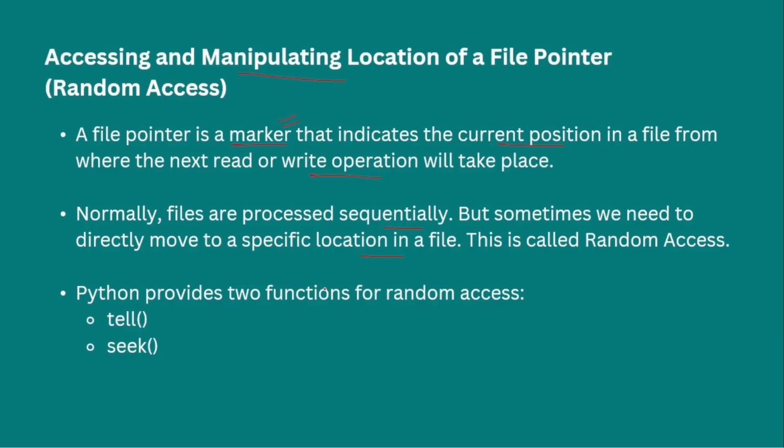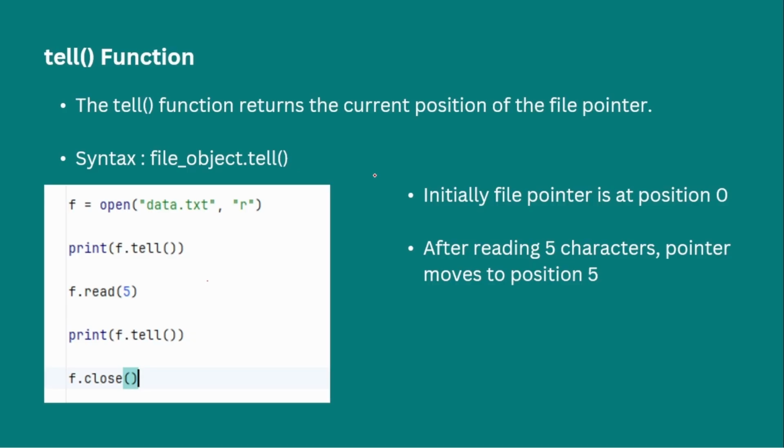Python provides two functions for random access, tell and seek. The tell function returns the current position of the file pointer. Like we have open data.txt in read mode, print f.tell. Since we are opening it in read mode, when we say print f.tell, initially it will be at position 0. Then we say f.read(5).